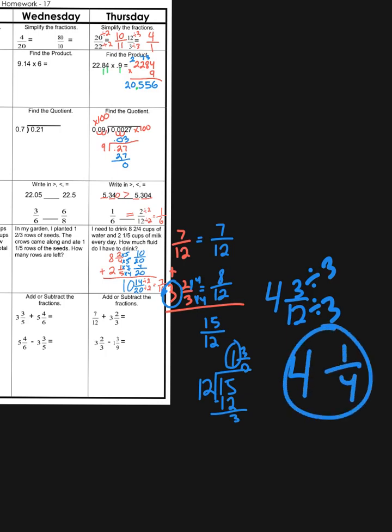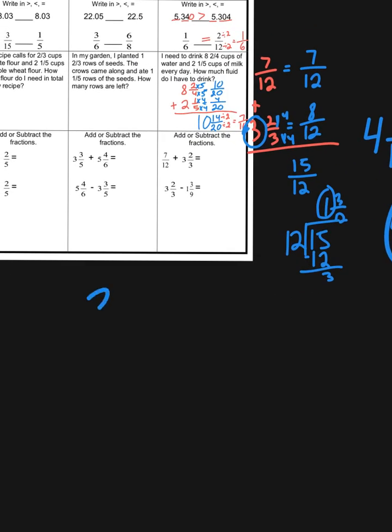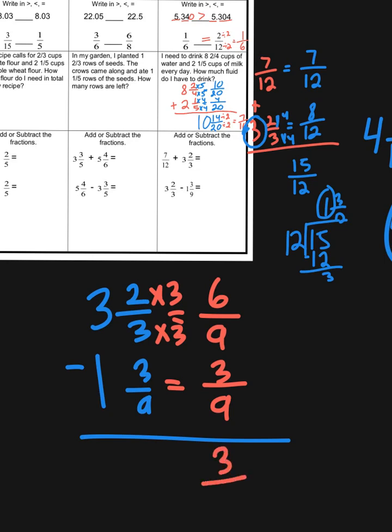For the bottom fraction is 3 2/3. So let's go ahead and go down here. It is 3 2/3 minus 1 3/9. So we have to get our common denominator of 9 and 9. The bottom guy can just stay the same. The top fraction will be times 3 to give us 6/9 minus 3/9 to give us 3/9.